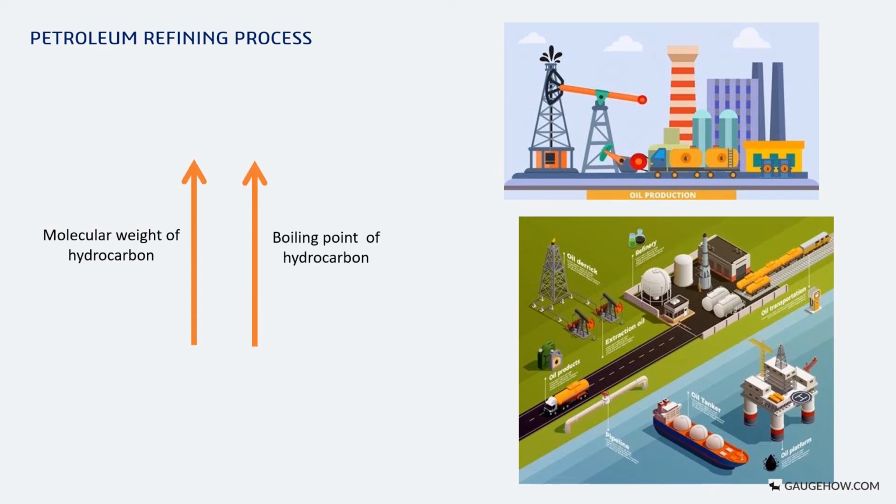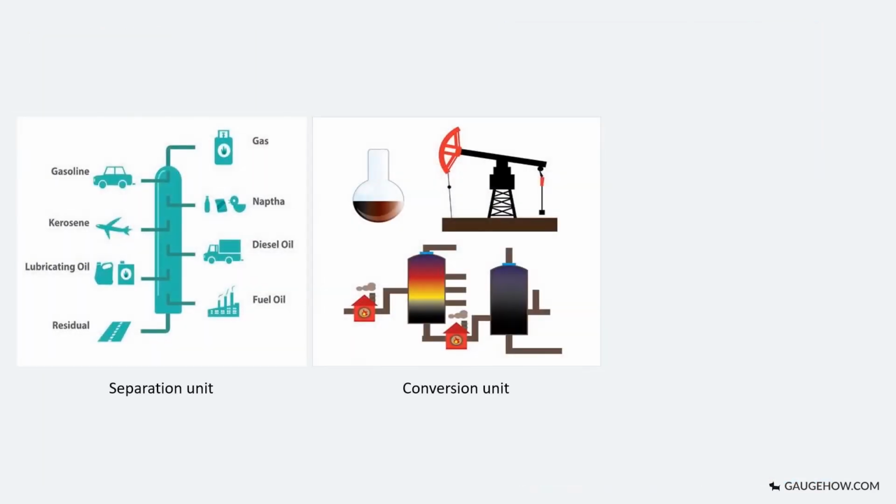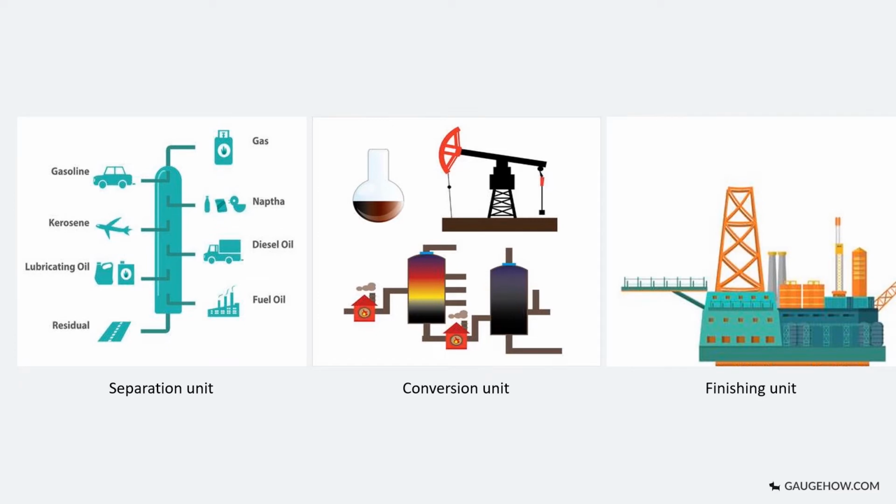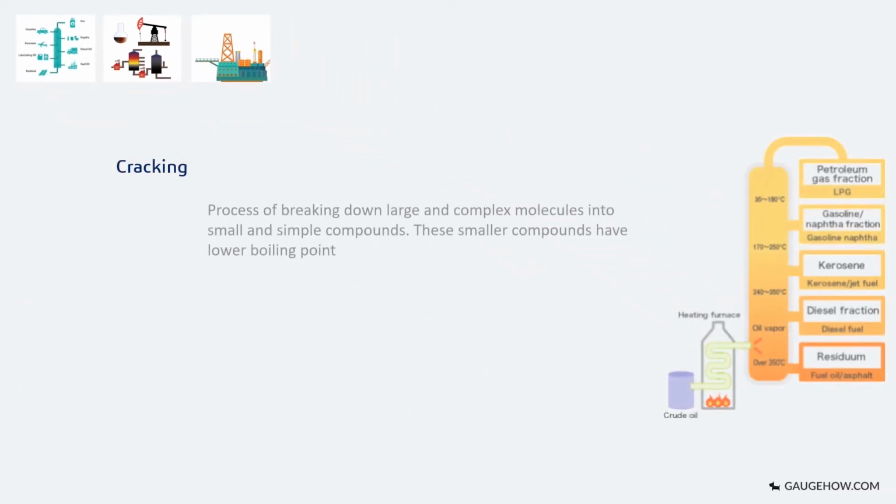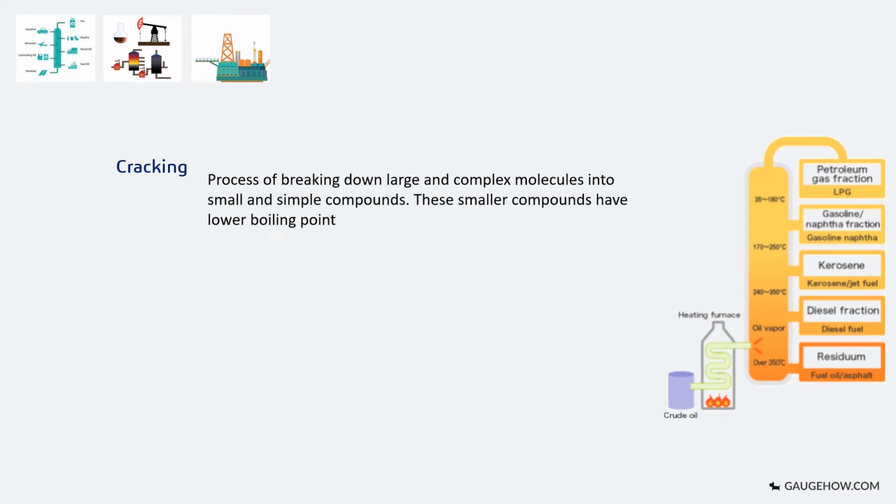Crude oil refining is divided into 3 stages: separation unit, conversion unit, and finishing unit. Various refining processes include cracking. It is a process of breaking down large and complex molecules into small and simple compounds. These smaller compounds have a lower boiling point. Cracking is of 2 types.